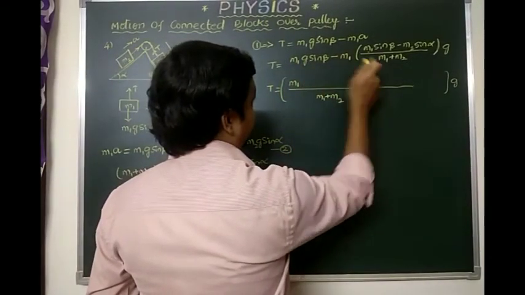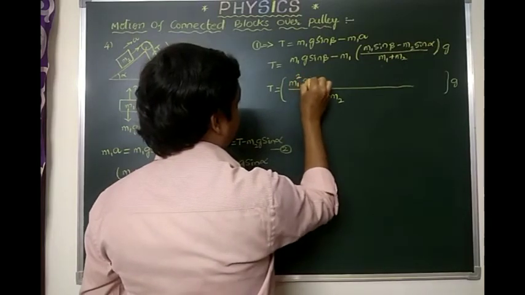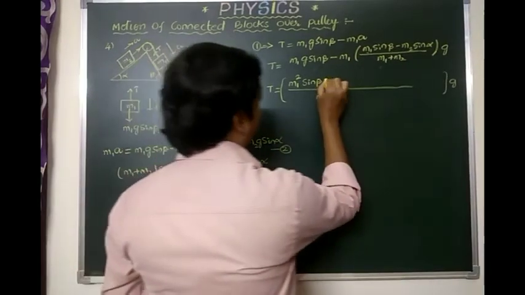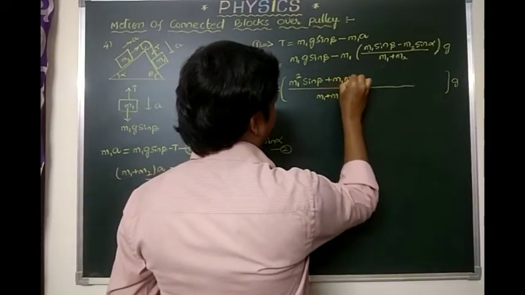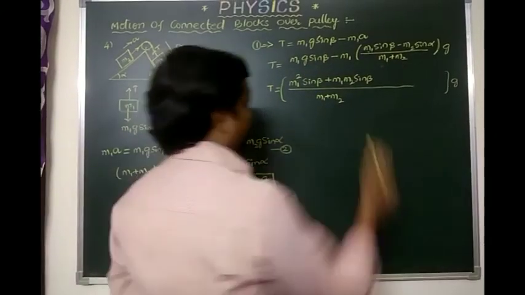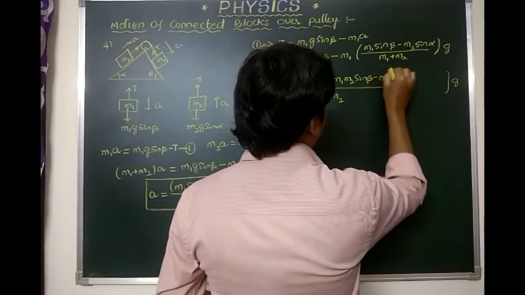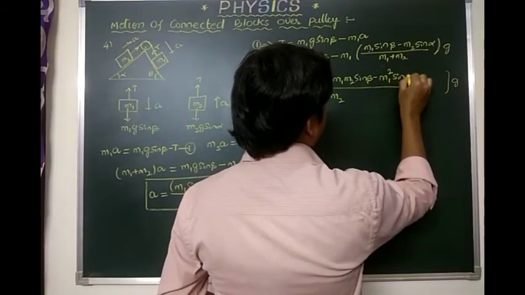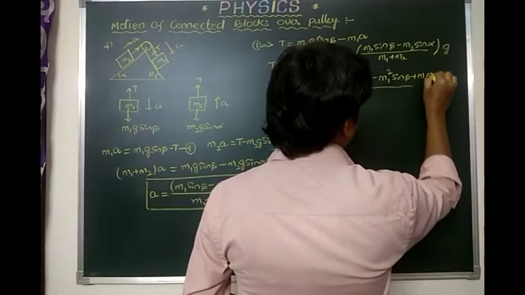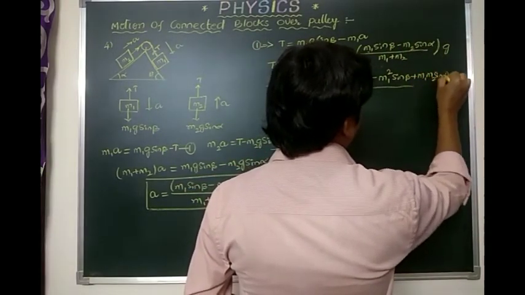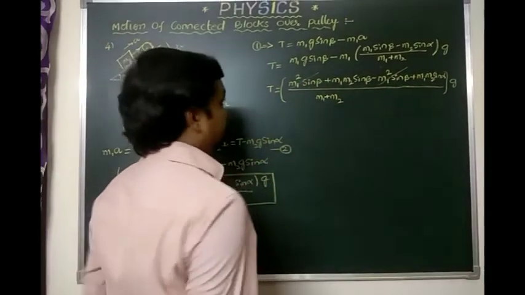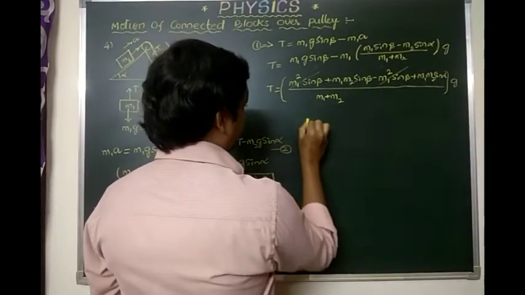m1 sine beta into m1 square sine beta plus m1 m2 sine beta. Okay, minus m1 square sine beta plus m1 m2 sine alpha. m1 square sine beta, m1 square sine beta gets cancelled. So what will we get, the formula for tension?